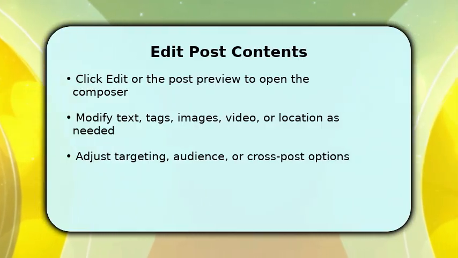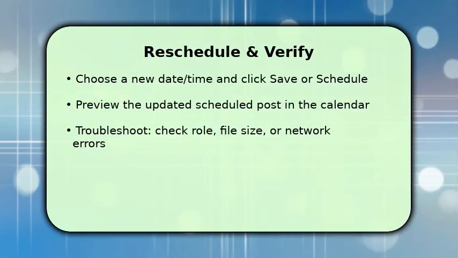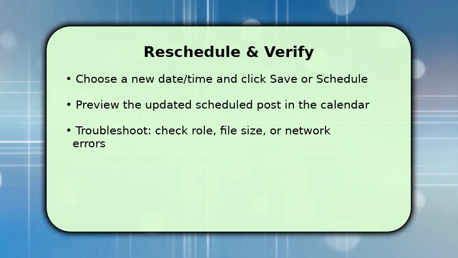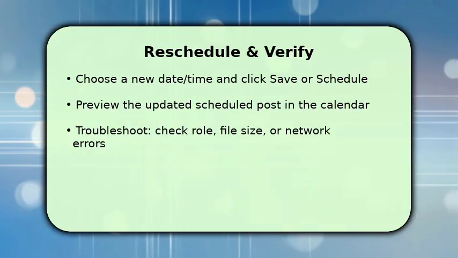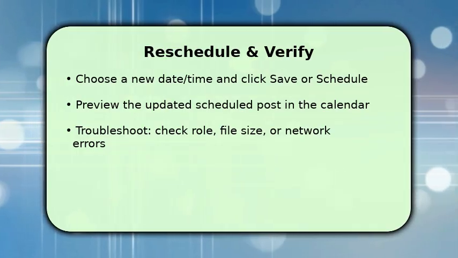Because oversized files can fail, now change the scheduled date and time in the scheduling controls and click Save or Schedule to confirm. Once done, verify the post appears at the new slot in the Planner or Calendar view. This ensures it will publish when expected. If you need to publish immediately, choose Publish Now instead.